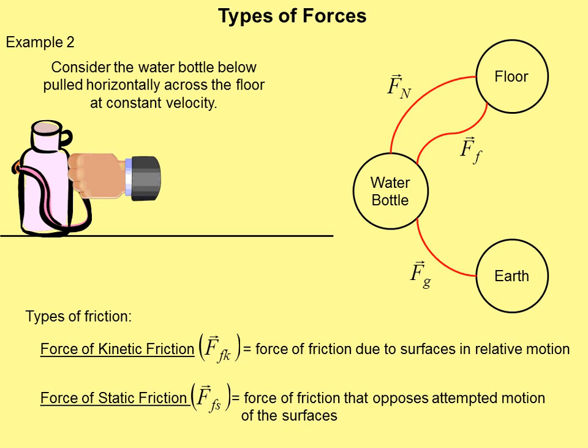Force of friction opposes attempted motion of the surfaces. So in this case, since we're pulling the water bottle across the floor, it is kinetic friction. See the extra little K there? You might want to add that to your system schema.